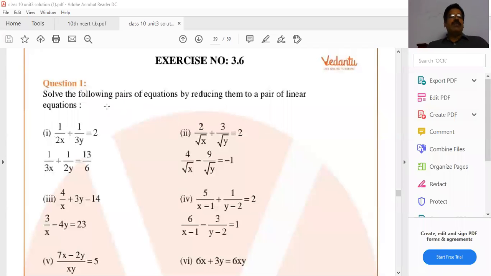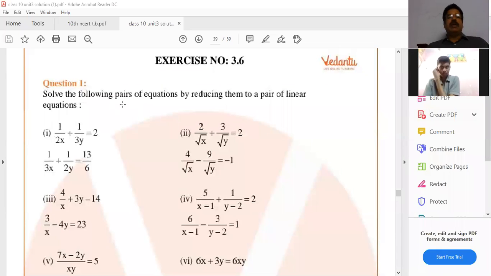Mute yourself, all. Okay. Now this is your exercise 3.6. The question number 1: solve the following pairs of equations by reducing them to a pair of linear equations. They are not linear equations in standard form. You have to make them into standard form.